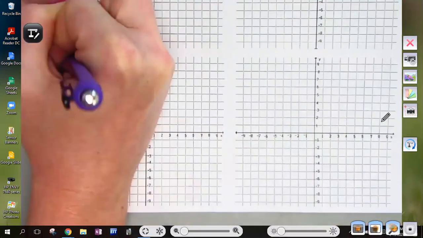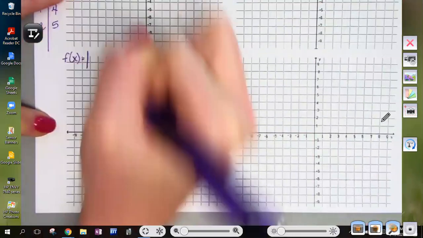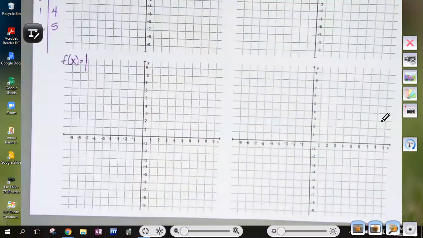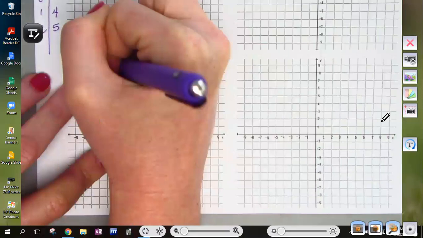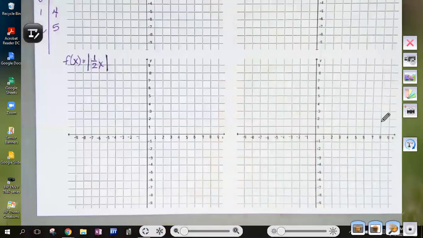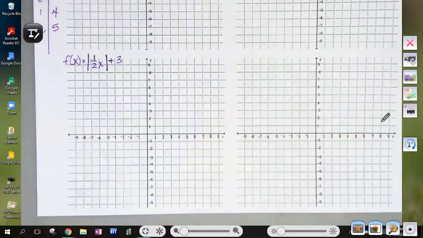Okay, so next one, f of x equals the absolute value, and again, I like to make those really exaggerated so they don't look like ones, of 1/2 x, close my absolute value, plus 3 on the outside. So this one not only has a dilation because it's changing the width of my function, but it also has a translation, which is moving the vertex. Let's see if we can remember the rules first. If we can't, we'll go to a table.